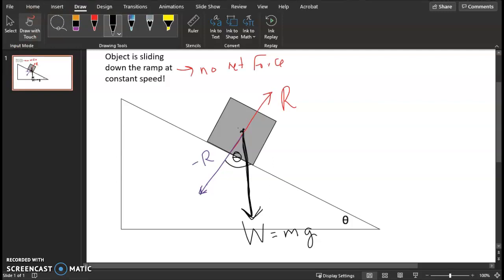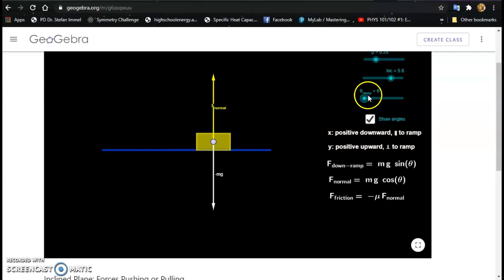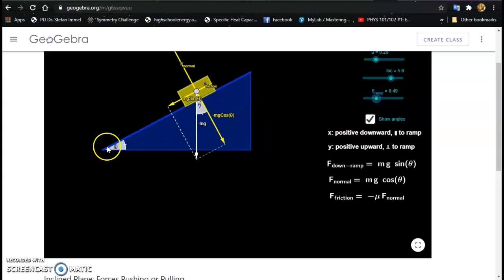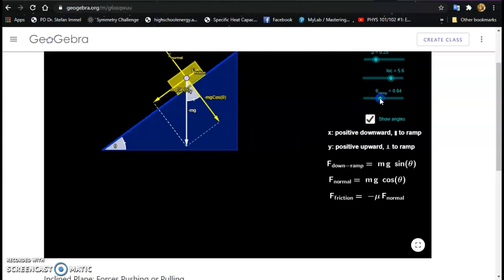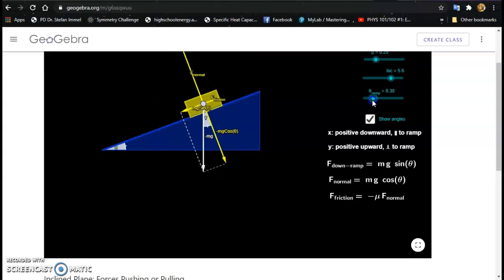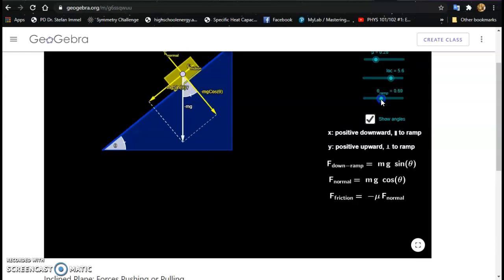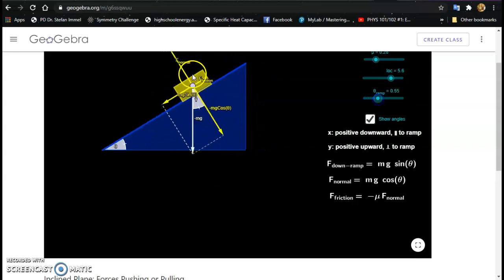That's actually what you saw in that diagram here. As I rotate this angle here, it matches the angle between the weight vector and the opposite of the normal vector. They rotate together as you increase the angle of incline. Gravity always stays pointing down, and the normal force is always normal, or at a 90-degree angle, to the surface of the ramp. So the angle between the gravity vector and the opposite of the normal force equals the angle of incline.